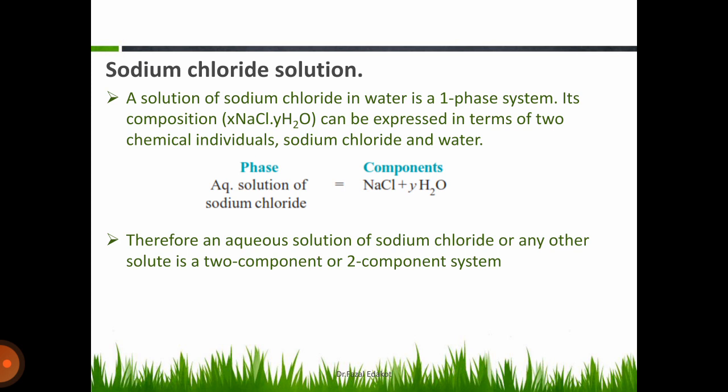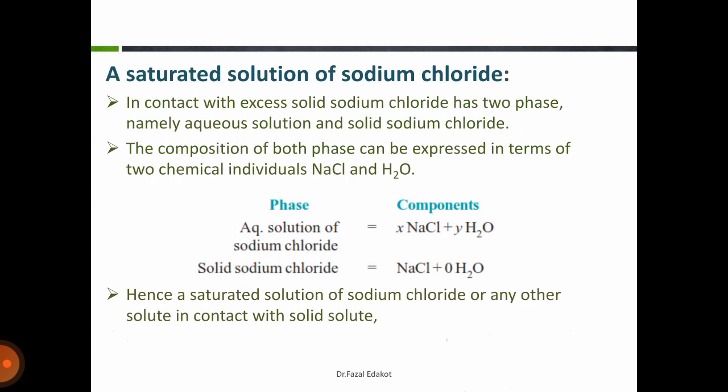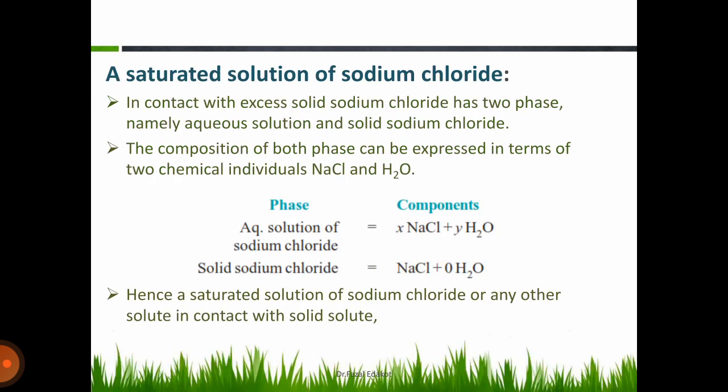Its composition is NaCl and H2O. It can be expressed in terms of two chemical individuals, sodium chloride and water. So the phase could be identified as aqueous solution of sodium chloride, and its components will be NaCl and H2O. So two components. Therefore, an aqueous solution of sodium chloride or any other solute is a two component system. Let's take a saturated solution of sodium chloride.